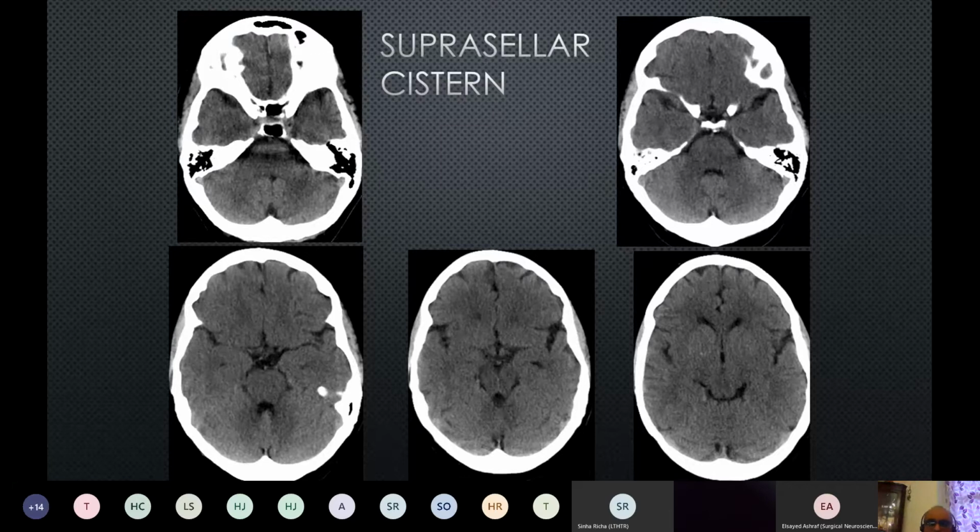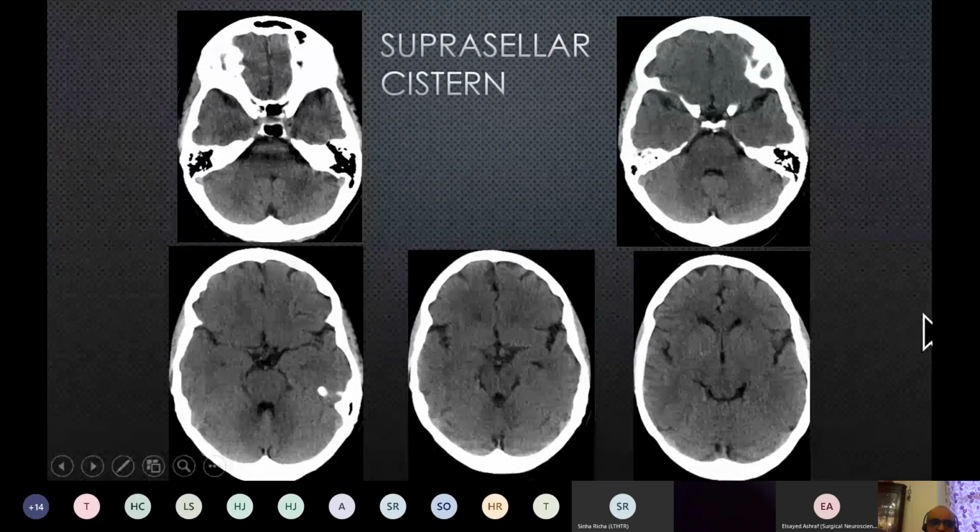So here we have the sella turcica over here. If you understand, this is the back of the sphenoid sinus. Over here you can see the sphenoid sinus, the small space in between the sphenoid sinus at the back, and the clinoid process over here. That's the sella deep in here.